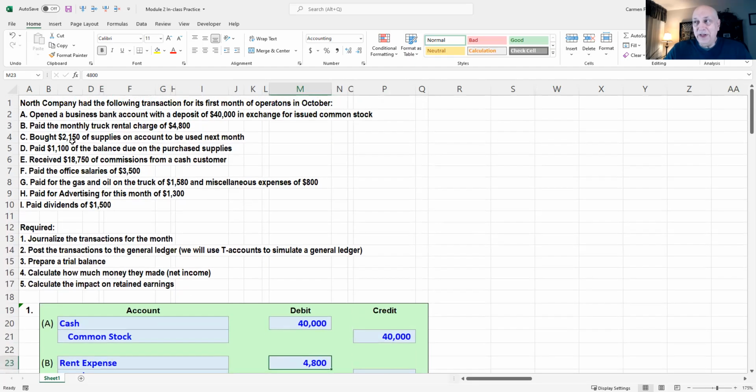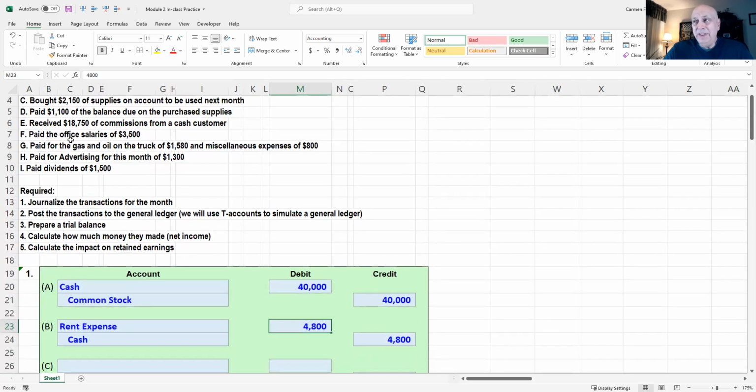Part C says we bought $2,150 of supplies on account to be used next month. So we're buying some supplies, and we're going to use them next month. So they're an asset until we use them. Once we use up the asset, it becomes an expense. We'll find out about that when we do our adjusting entries in our next video. So let's take a look. We bought $2,150 of supplies on account. We didn't pay for them yet, so we owe somebody money.